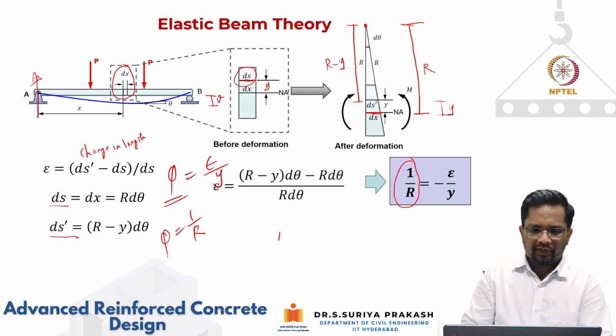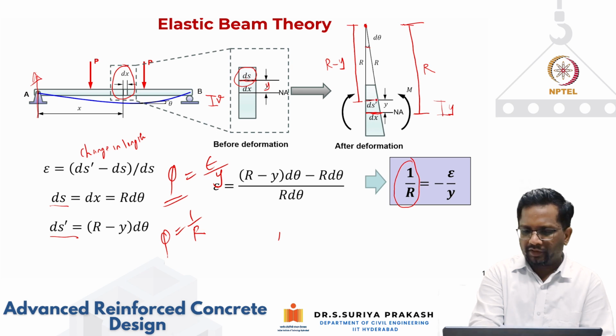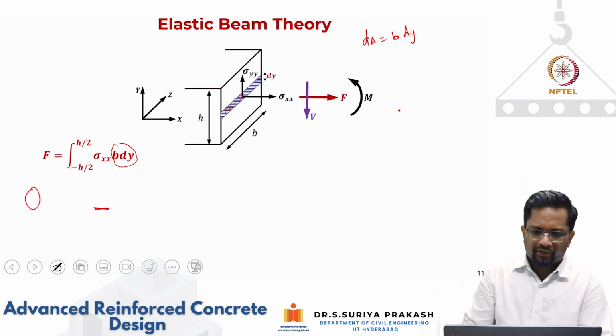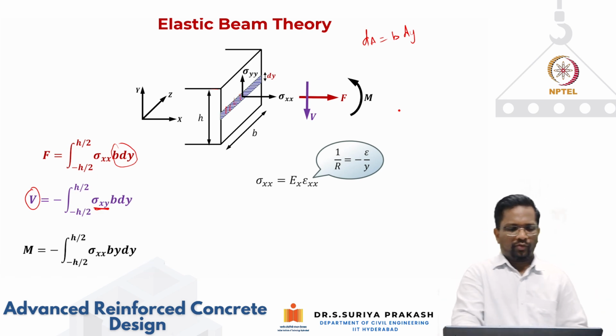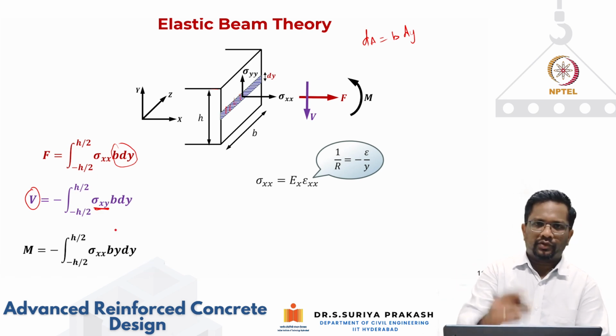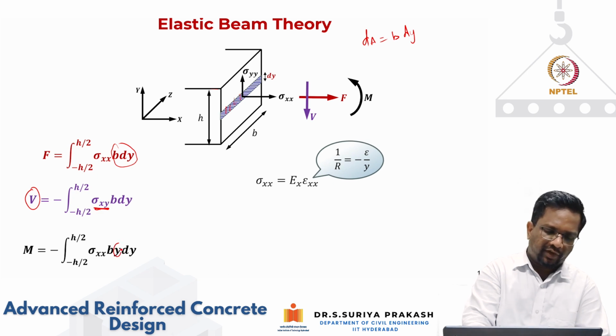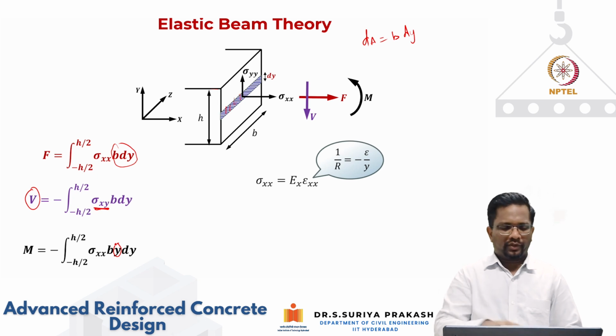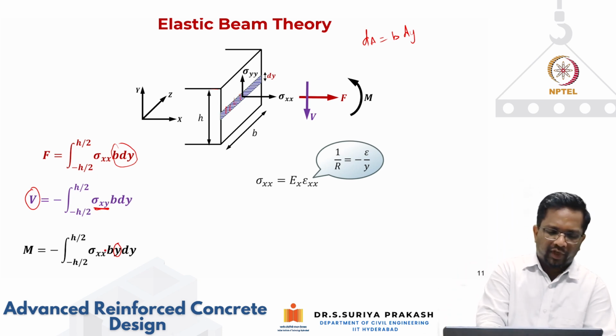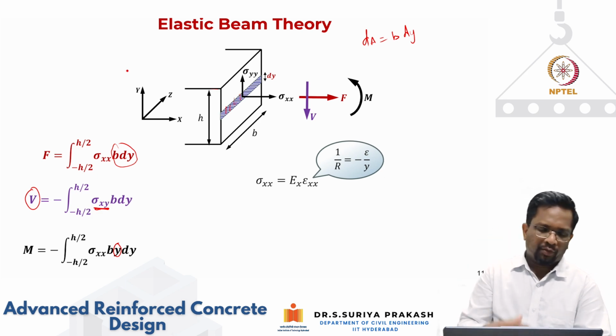Okay, so if you see here, we have taken a fiber at a distance of y. So for example, this location is at a distance of y from the neutral axis. In the same way here, what we are calculating is the force multiplied by the moment arm of this force about the neutral axis. That is why y is also coming here. So if I take the moment about the neutral axis, I get sigma xx times b dy times y, which is nothing but your moment.